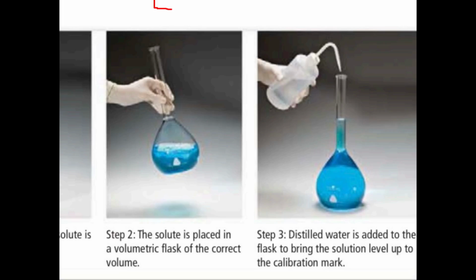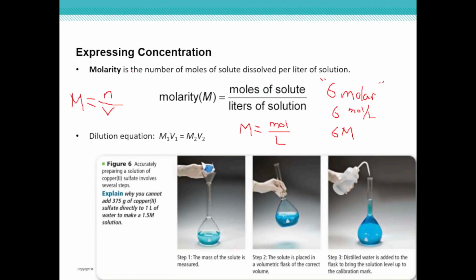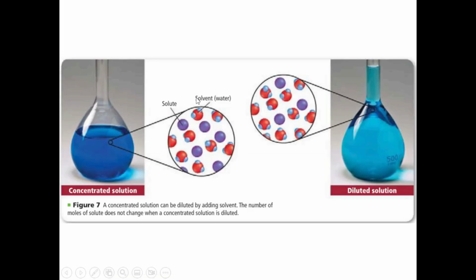If I add 1 liter of water to that measured out salt, I would end up with a volume greater than 1 liter, and I would end up with a molarity that is not what I was going for. Because if I have a solution that's greater than 1 liter, that's going to decrease my molarity. So if I was going for a 1.5 molar solution, I would not end up with that. So I need to use a volumetric flask to make that solution.